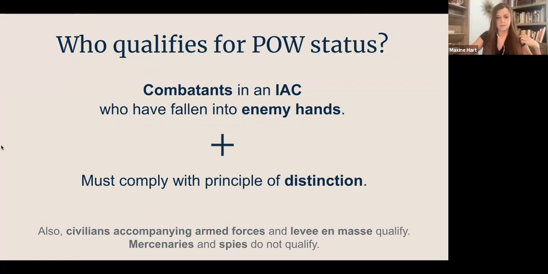So civilians accompanying the armed forces and civilians who spontaneously take up arms in response to invading forces are two categories of civilians who do qualify for POW status while still being considered civilians. And then mercenaries and spies do not qualify for POW status. Spies are considered civilians and they're covered by the Fourth Convention. A person is treated as a spy only if they're caught while engaging in espionage. So previous acts of espionage before capture won't deprive a person of their right to POW status.